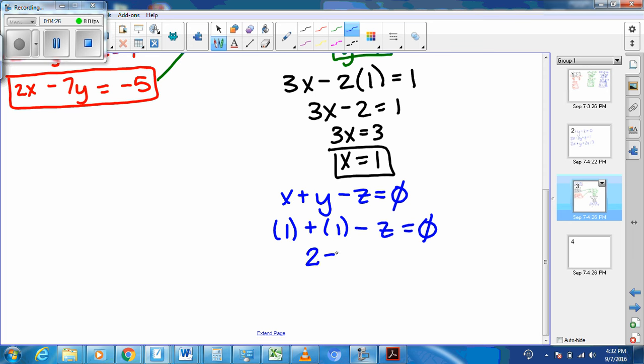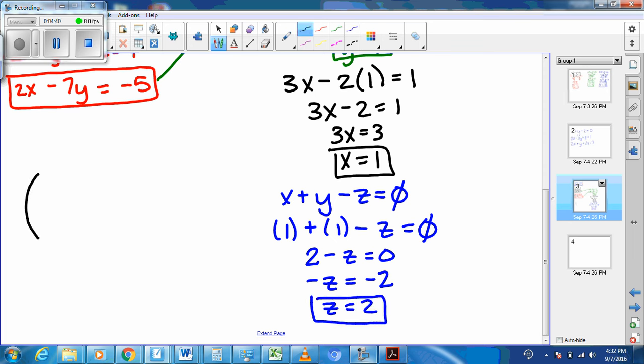So 1 plus 1 minus z equals 0. So that's 2 minus z equals 0. Subtract 2 from both sides. Negative z is equal to negative 2. Divide out by negative 1, and I get z is equal to 2. So my answer should be a coordinate point, and they go in alphabetical order. So it should go x comma y comma z. So that's going to give me 1, comma, 1, comma, 2.